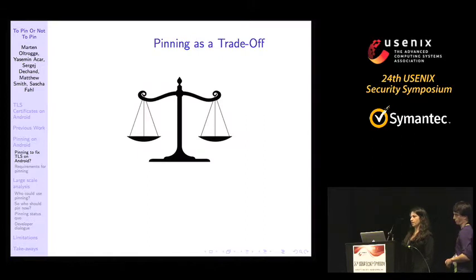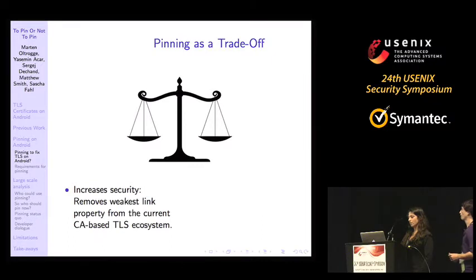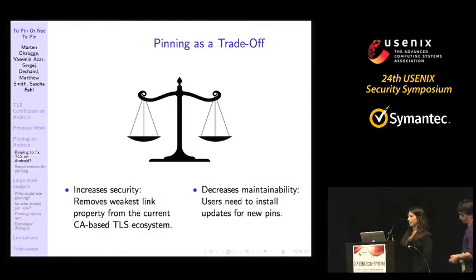But the decision whether or not to implement pinning is a trade-off. On the one hand, pinning increases security, so as soon as you pin, you remove the weakest link property from the current CA-based TLS ecosystem, so that if a CA gets compromised, you don't suffer for it. On the other hand, implementing pinning decreases maintainability. Whenever a certificate updates, users need to install updates to get the new pins, and until they do that, your app won't work, or your TLS connections in your app won't work.